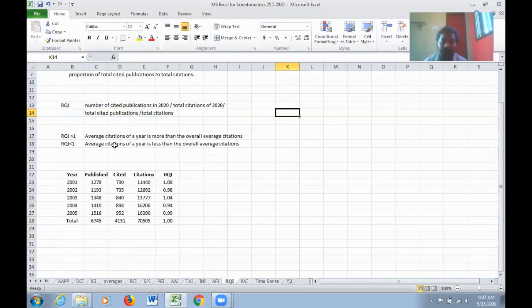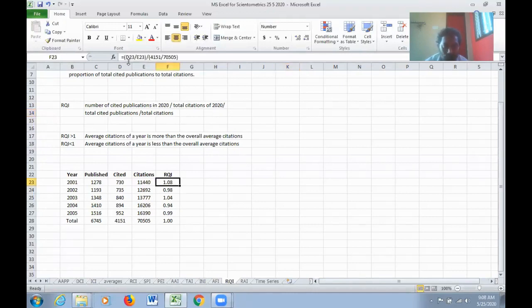What is the formula? Very simple. Number of cited publications in 2020 divided by total citations of 2020. That is the first portion of the formula. Total cited publications divided by total citations is the second part of the calculation. So let us see. In 2001, I published 1278 papers, out of which 730 papers were cited. That means remaining papers were not cited. And out of these 730 papers which got citations, all 730 papers together were able to get 11440 citations.